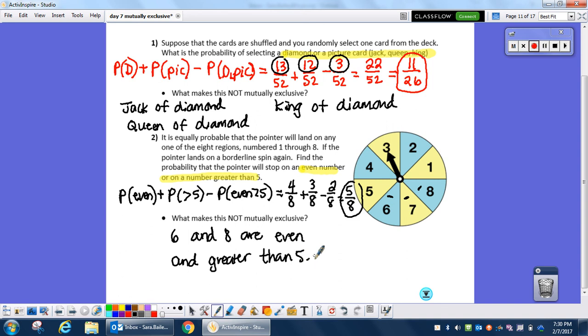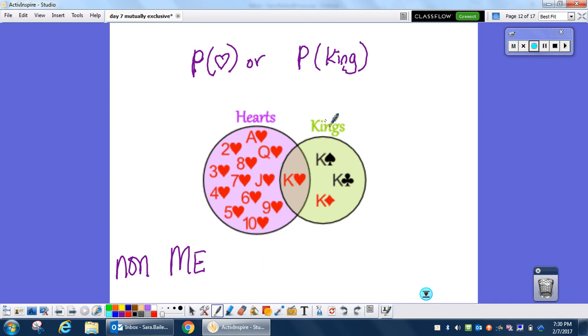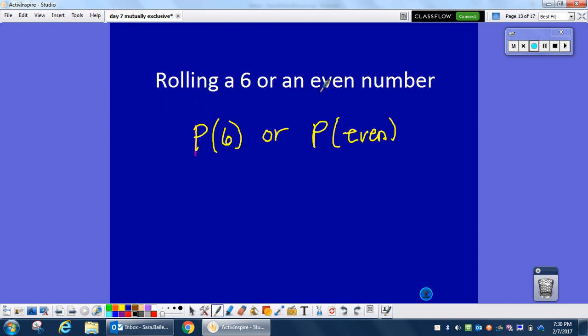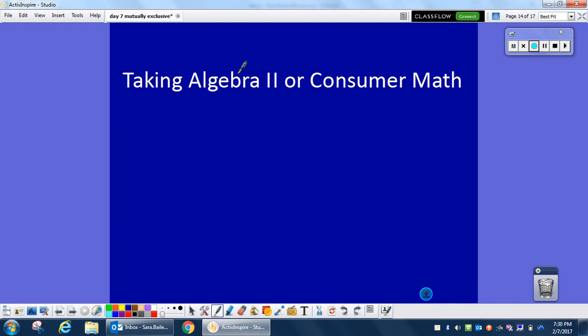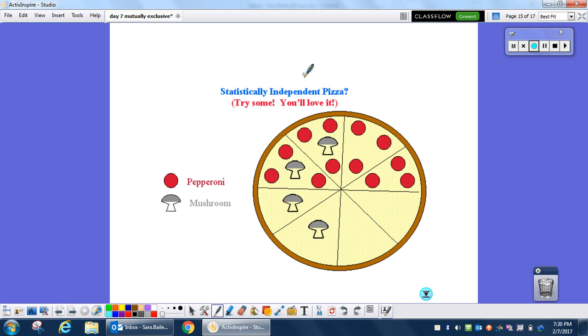So again, if 2 things can happen at one time, they're not mutually exclusive. So here's our examples again. You could be a heart and a king at the same time, the King of Hearts. You can be a 6 and an even number at the same time, so those 2 things could happen. And you could take Algebra 2 or Consumer Math at the same time. Ooh, I forgot about this one. Ooh, well, let's decide. Is this mutually exclusive, which means they cannot happen at the same time, or non-mutually exclusive, which means they can?